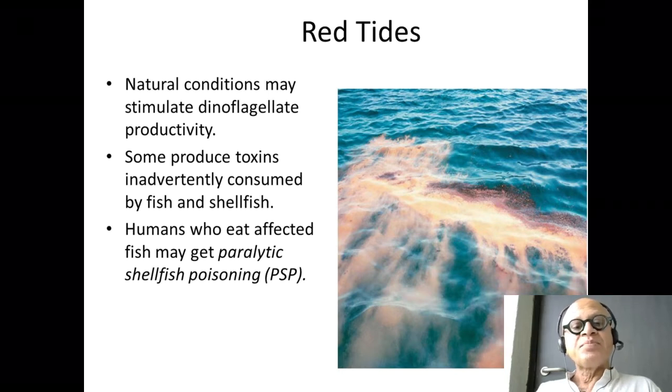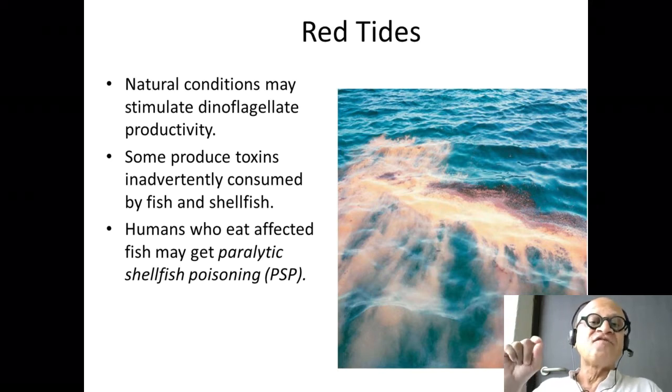So some produce toxins that are inadvertently consumed by the fish and shellfish because they don't know. They just find food and they eat it. And then we'll see again the idea of bioaccumulation, where the fish and the shellfish are eaten by other upper trophic level species like seals or birds, and they can get poisoned as well. And there's a very cute example of that we will see.